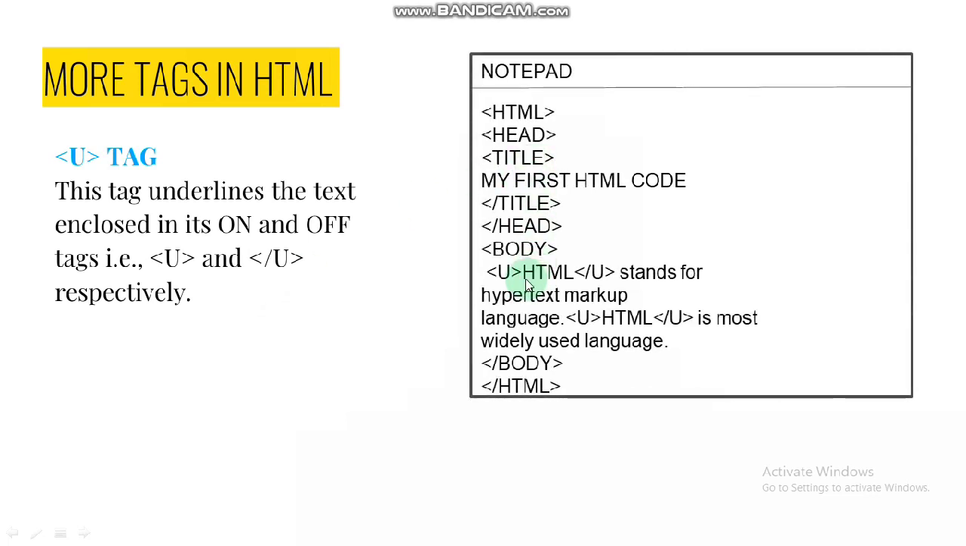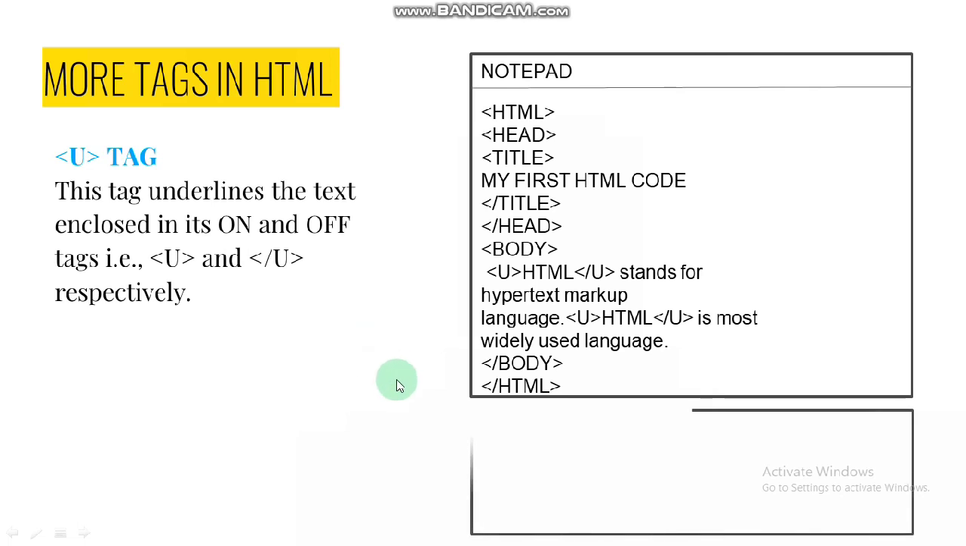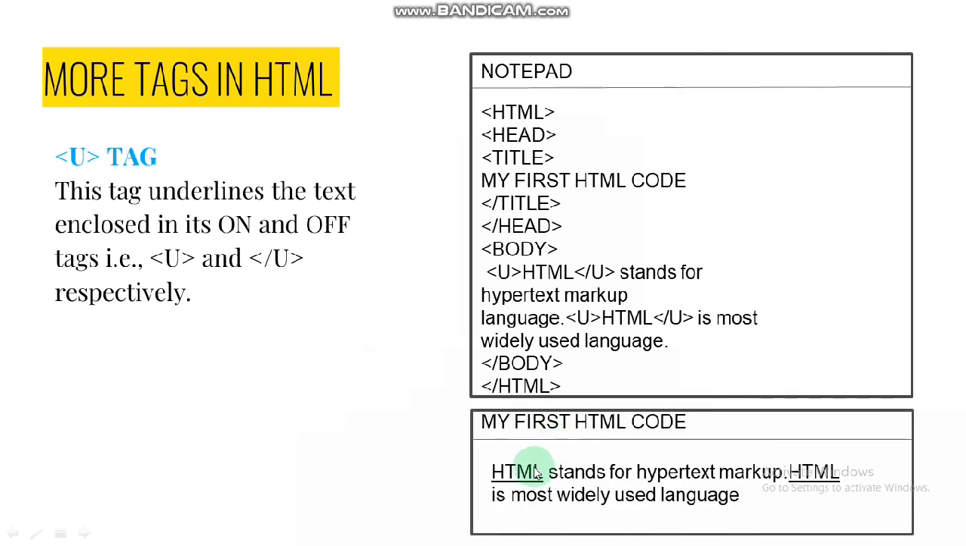Here's the body. Suppose now I want my HTML to be underlined both here and here. So I have opened U tag, then I've closed it. Again I've opened a U tag and I've closed it. Now let's see in the output window how it will look. See, now HTML here is underlined both because I have used it in both places, here also and here also. So they both are underlined. So U tag is used basically to underline the text.